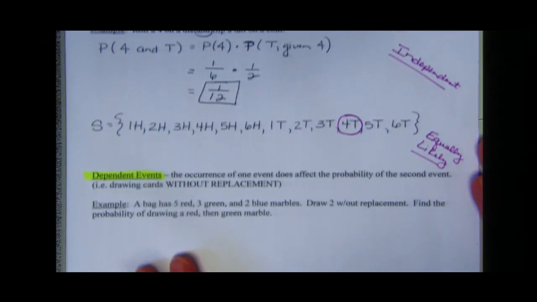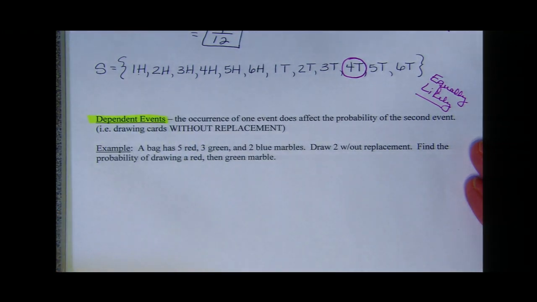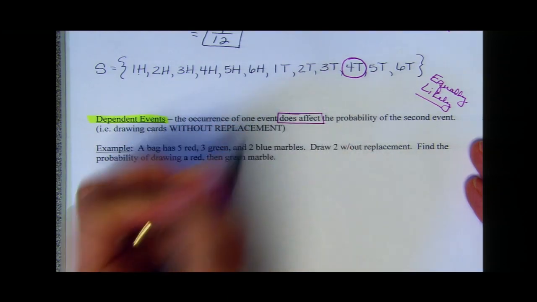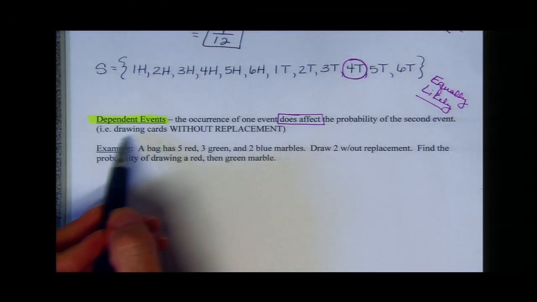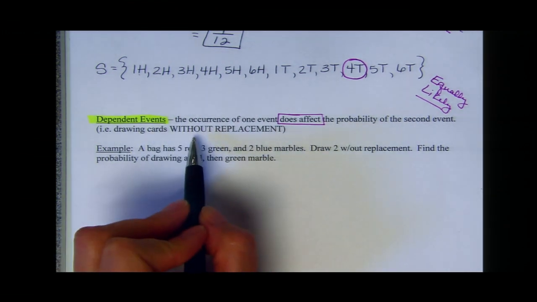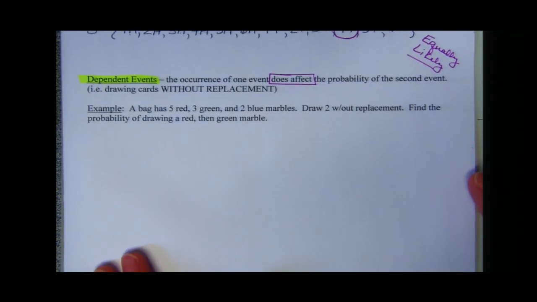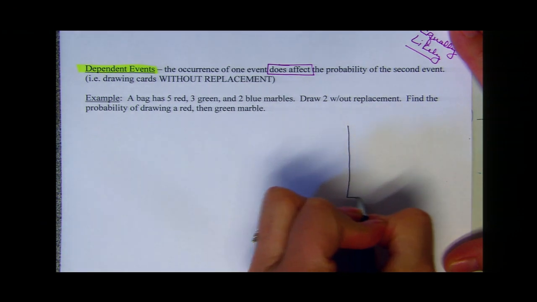Now, how does that look with dependent? Dependent is the occurrence of one event does affect the probability of the second event. That would be drawing cards or any type of drawing without replacement. So let's take a look at how that would look. So here we have a bag. So I'm going to draw my bag.